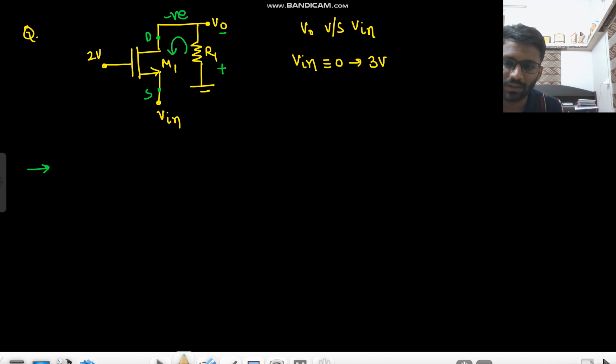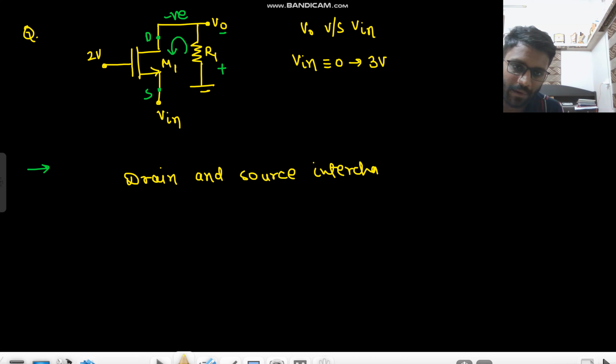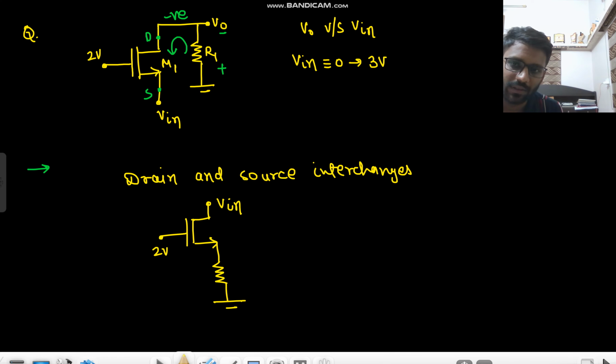So drain and source interchange. Okay, so what happens is that this is 2 volt, this becomes V in, and this interchanges. Okay, this is R1, this is V naught.